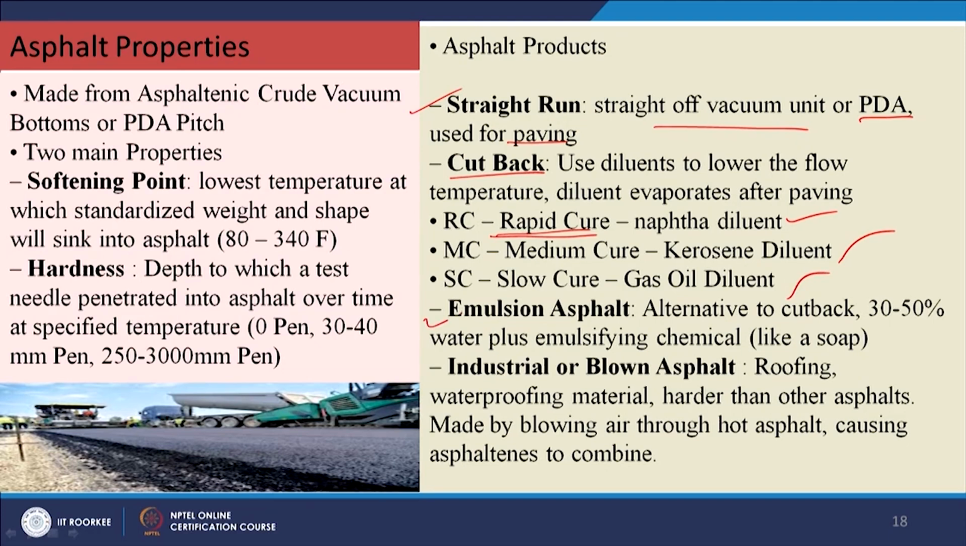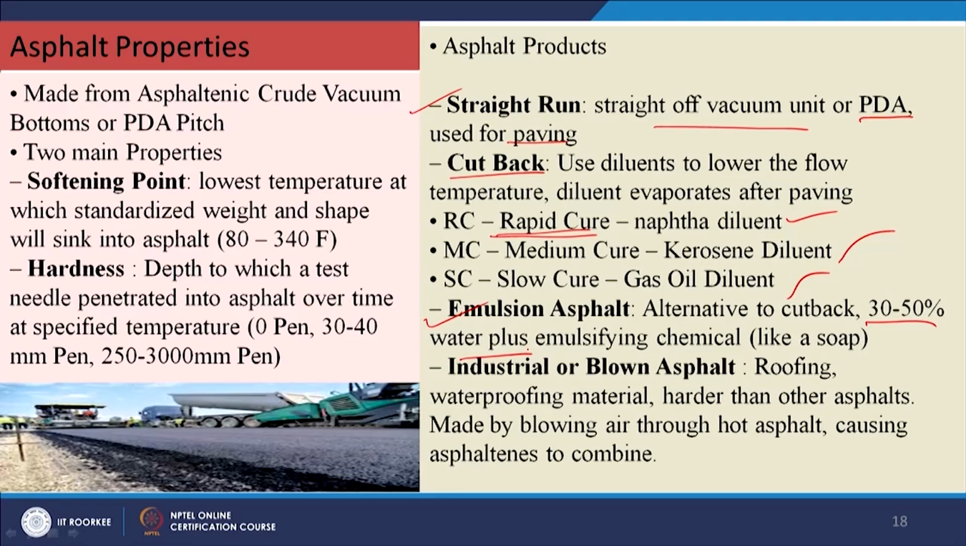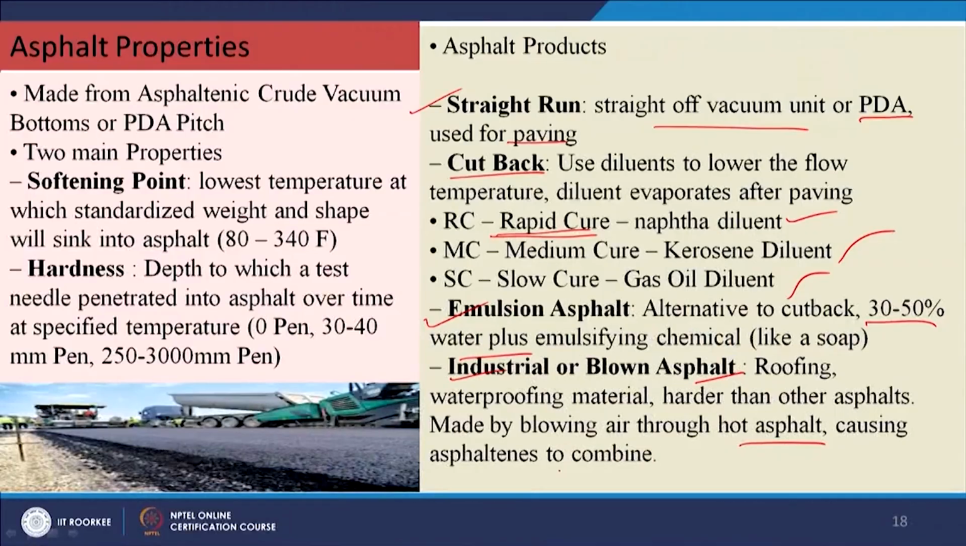Apart from this, emulsion asphalt is also available, when 30 to 50% water plus emulsifying chemicals is added, which gives the emulsion asphalt. And then industrial blown asphalt, another type of asphalt, is formed by air blowing in the hot asphalt. These industrial or blown asphalts have applications as a waterproofing material, and they are harder than the other asphalts. So, it has some properties, that is softening point and hardness.